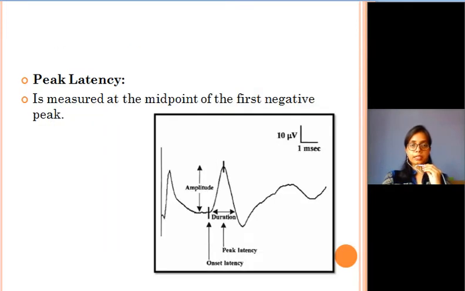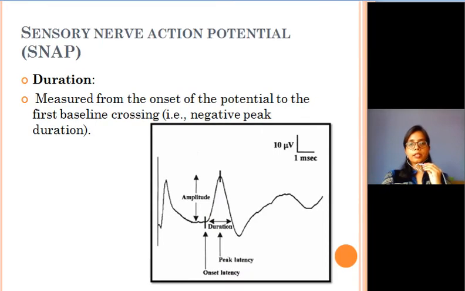The second parameter here is the peak latency. Peak latency, as you can see here, is the midpoint of the first negative deflection, or the first negative peak. The duration is measured from the onset to the first return to baseline. You can see here, this represents the duration from the onset of the potential to its coming back to the baseline. This is termed the duration of the sensory nerve action potential.